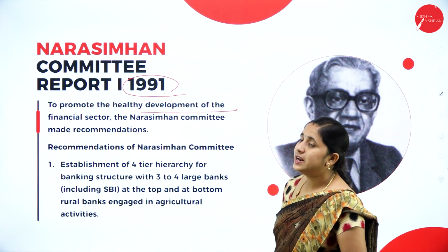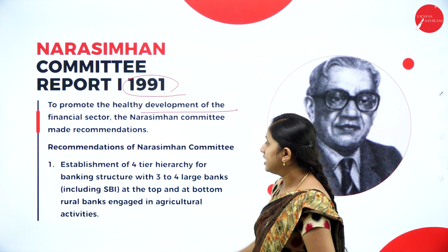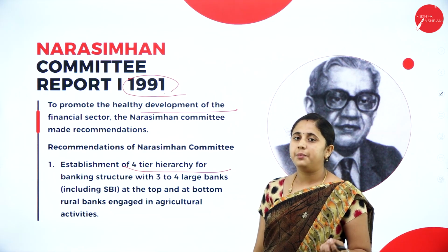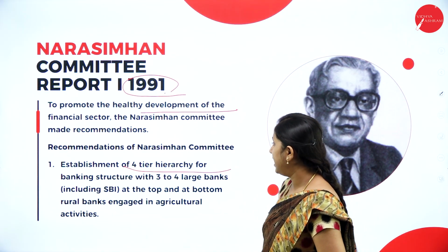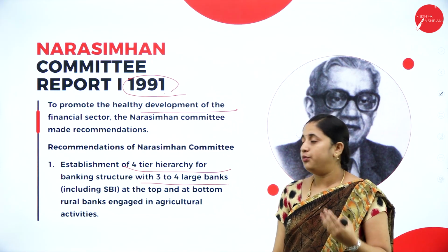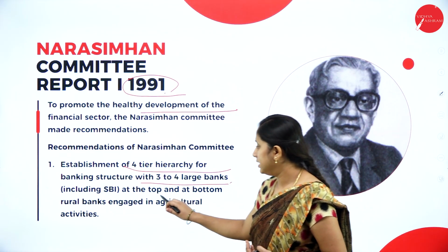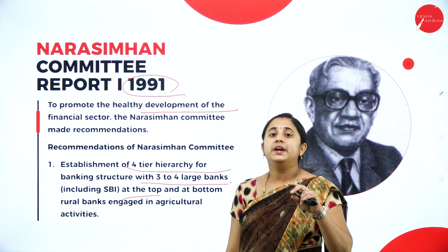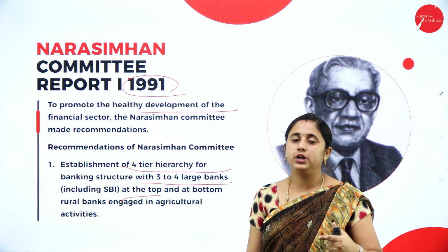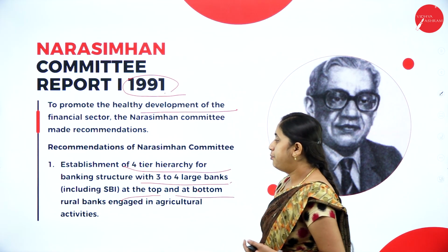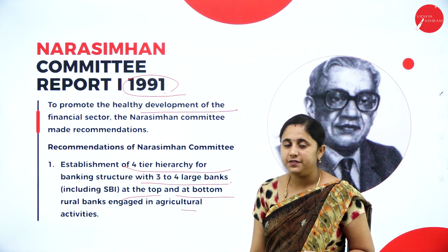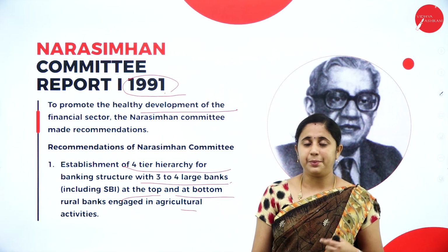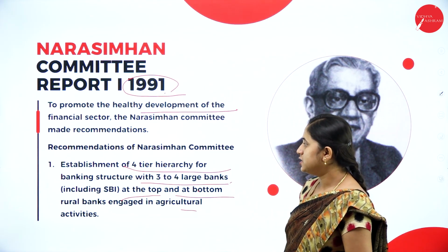The Narasimhan Committee made some recommendations. So what are those recommendations? First one, establishment of a 4-tier hierarchy for the banking structure. First they recommend establishing a 4-tier hierarchy for the banking structure with 3 to 4 large banks including SBI at the top, and at the bottom rural banks engaged in agricultural activity, so that you can give importance to commercial activity as well as agricultural activity. So that is the first recommendation.